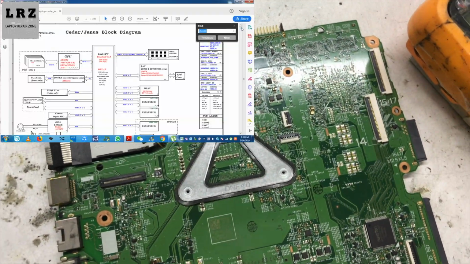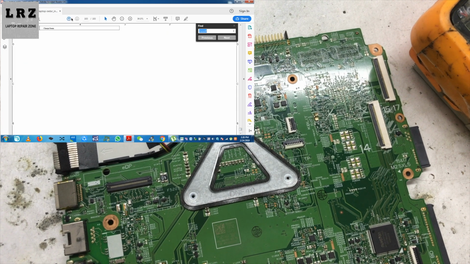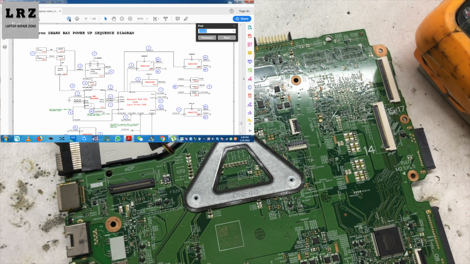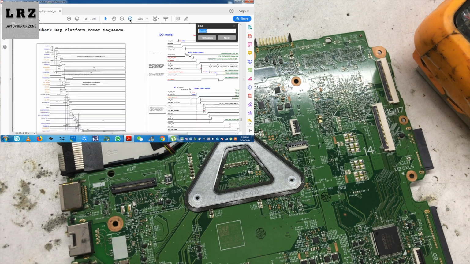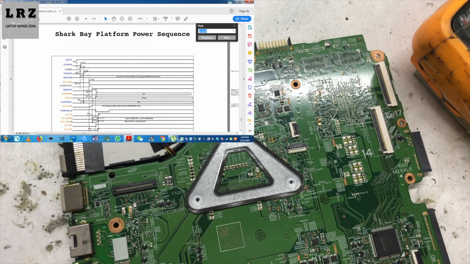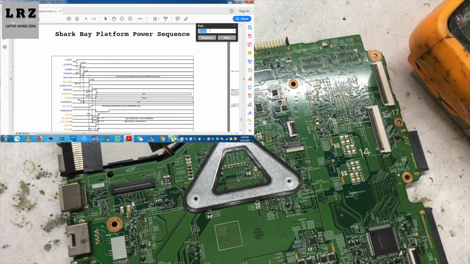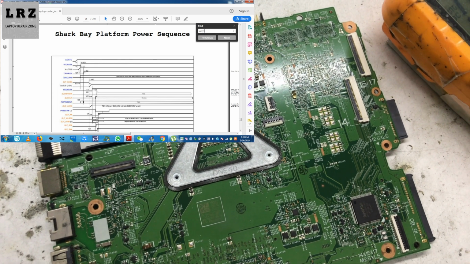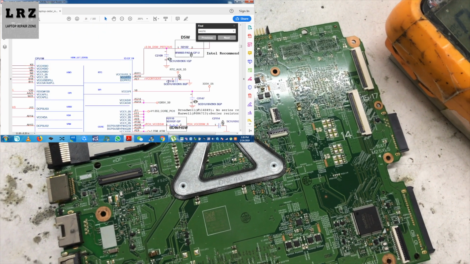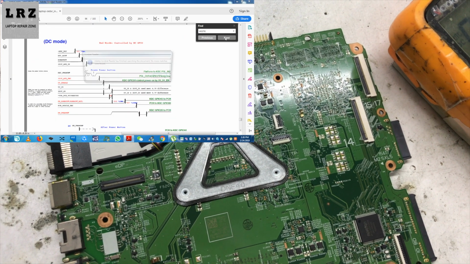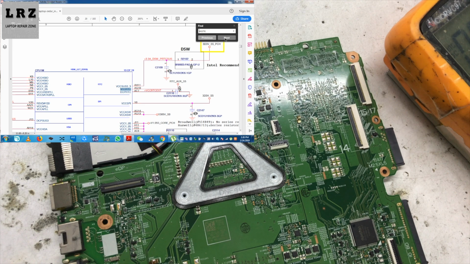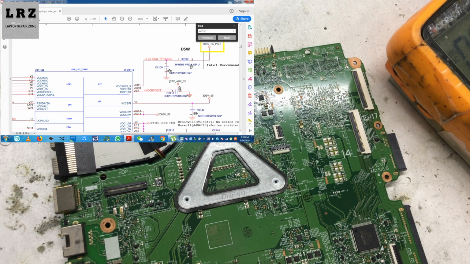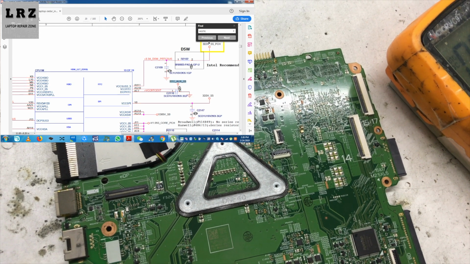Okay, let's find power on sequence in this schematic. Okay, as you can see, power on sequence, page number 96. So at first, I need to check VCC RTC voltage. So let's check VCC RTC voltage location, where this voltage comes from. So as you can see, this should be named RTC_AUX_S5. So I need to check where this voltage comes from.